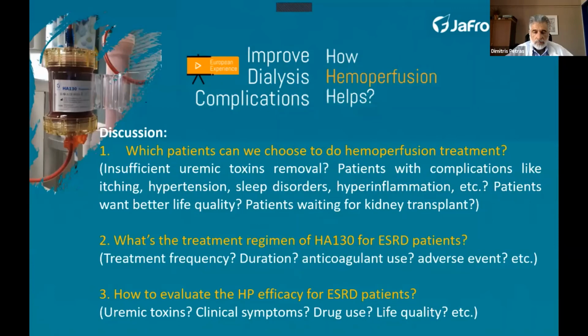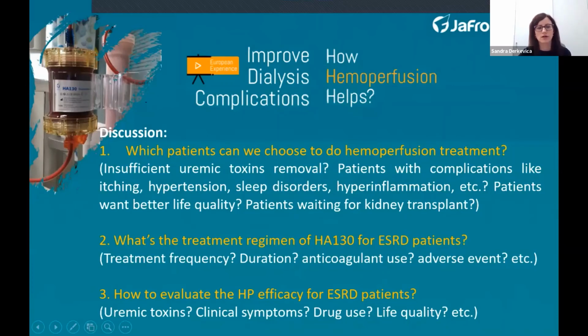In my presentation, there was a retrospective summary for several patients on hemoperfusion. So we based our hemoperfusion efficiency on patients' clinical symptoms like pruritus and also on laboratory tests, PTH change, and also KTV change.